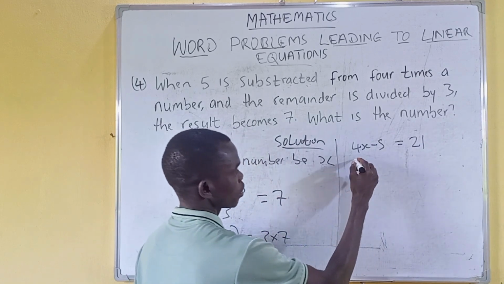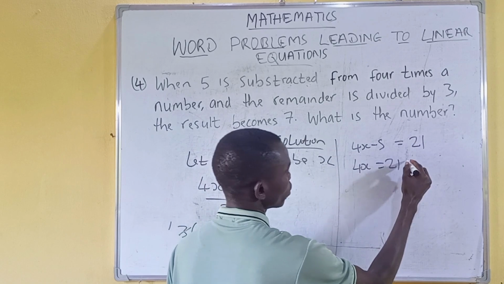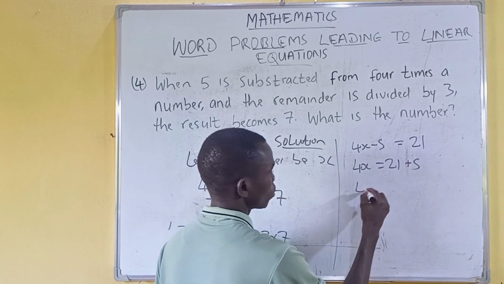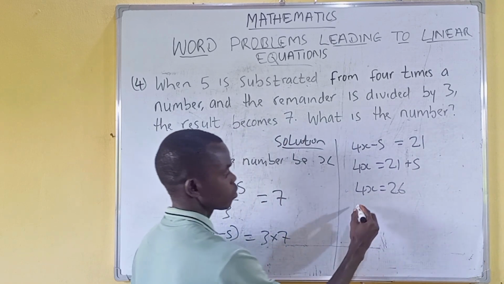So when we collect like terms, 4s will be equal to 21. When we move this to the other side, it becomes plus 5. So 4s is equal to 26. From here, we'll find our s.